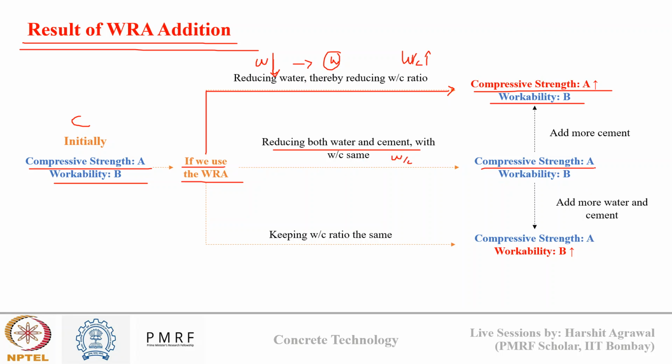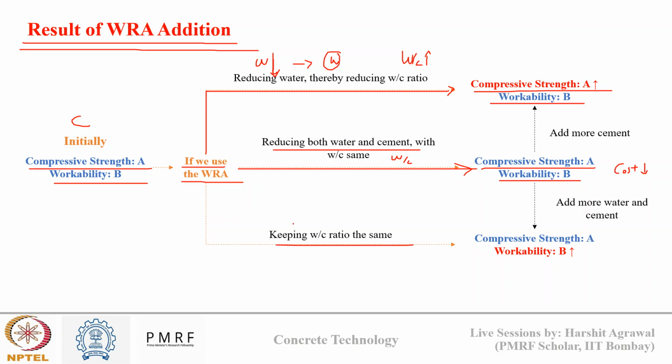So I am keeping the compressive strength same, I am keeping the workability same. But I have now decreased the cost of concrete, since I have reduced the content of cement required to make the concrete. This is the second application of water reducing admixture. So here we reduced water, here we reduced both cement and water.